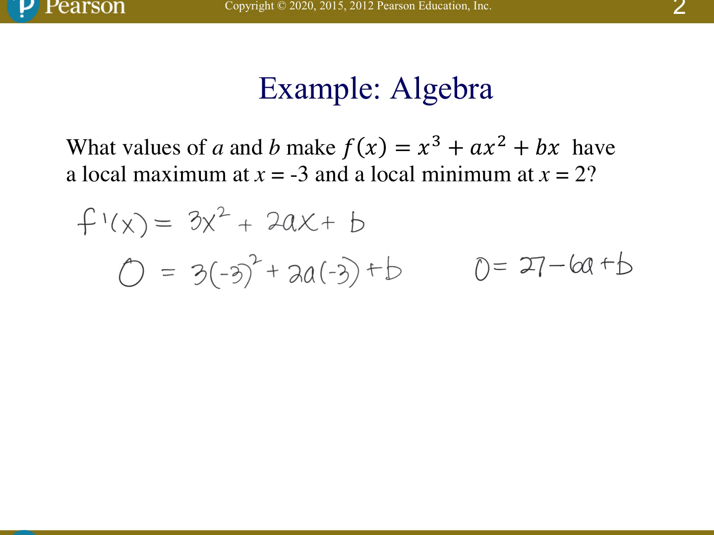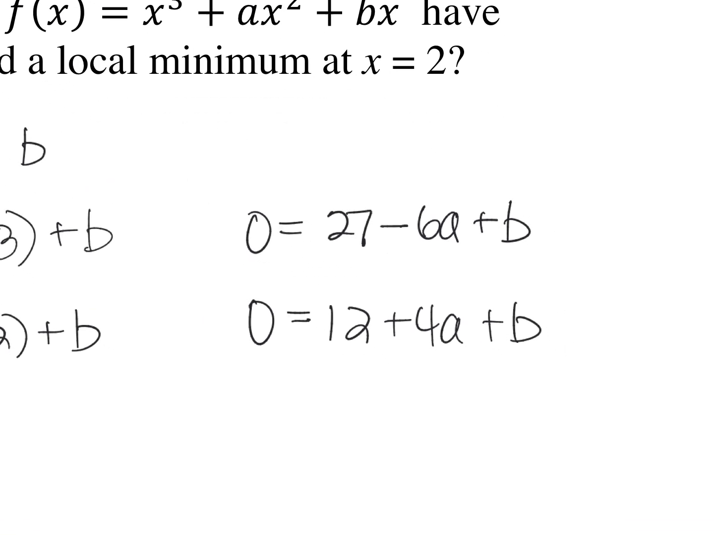Also, when I plug in 2 for x, the result should also be 0, because I need to have a horizontal tangent there. So when I plug 2 in for x, that also should be equal to 0. So that gives me 0 equals 12 plus 4a plus b. Okay. The rest of this is algebra.